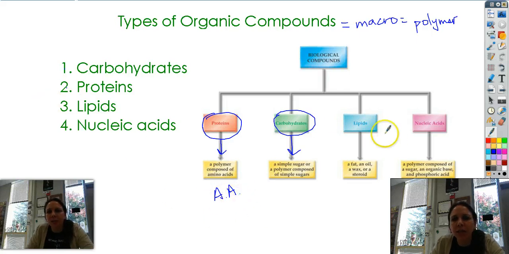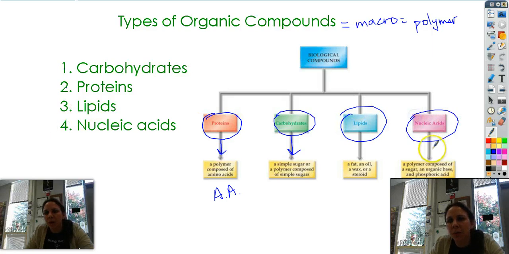We have lipids right here, which are fats and oils and waxes. Even steroids and hormones are types of lipids. And then we have nucleic acids, which is right here. And these are polymers that are made out of sugars, bases, and phosphoric acid.